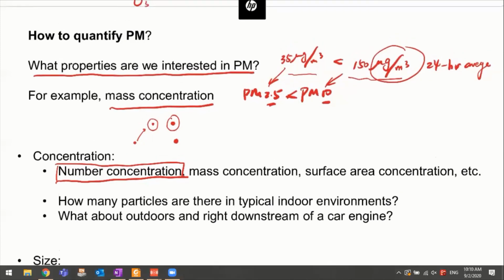So I know that you guys don't have a background on this, but let's just do a quick guess of what are the general number concentrations of particles, okay? So the question is about how many particles are there in typical indoor environments? I gave 4 options.